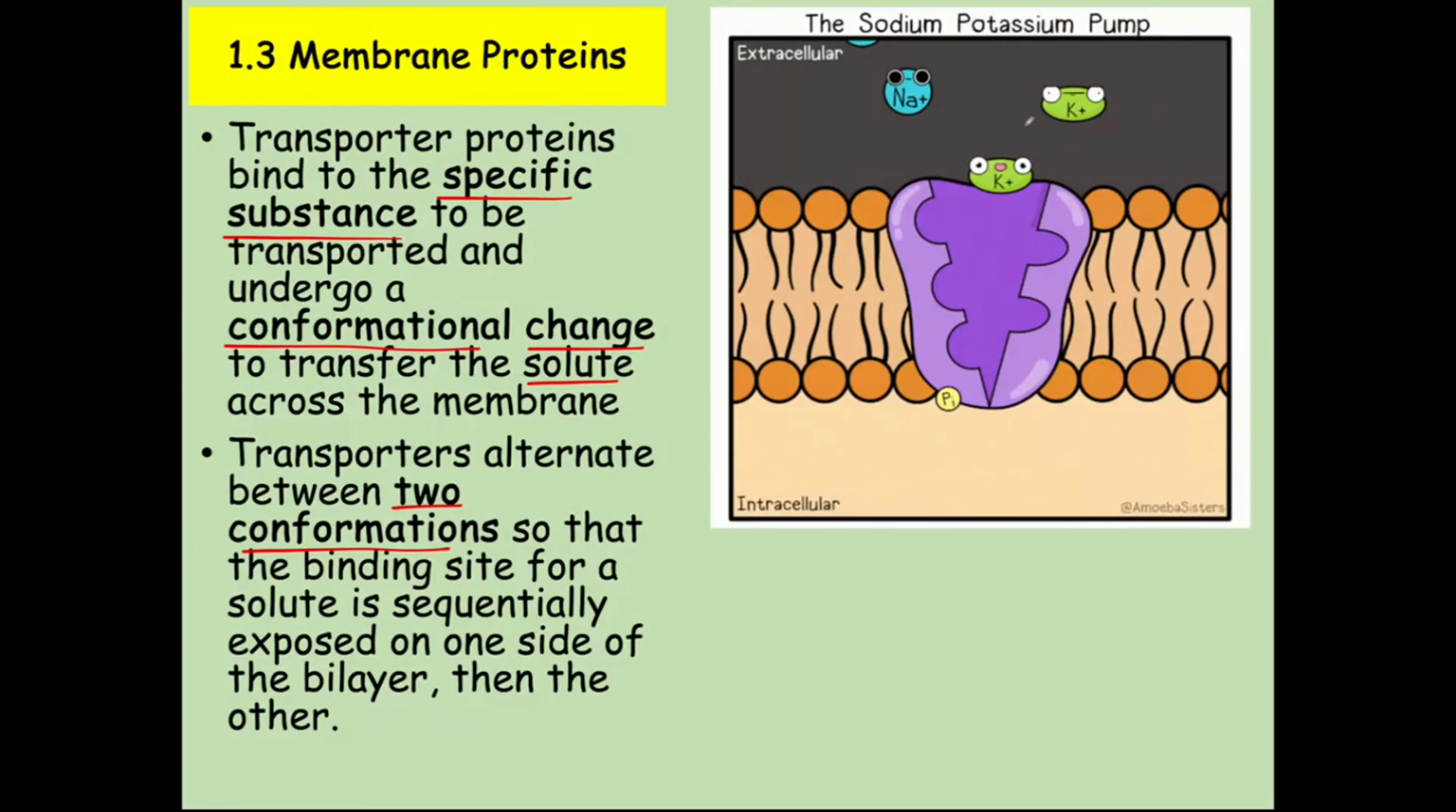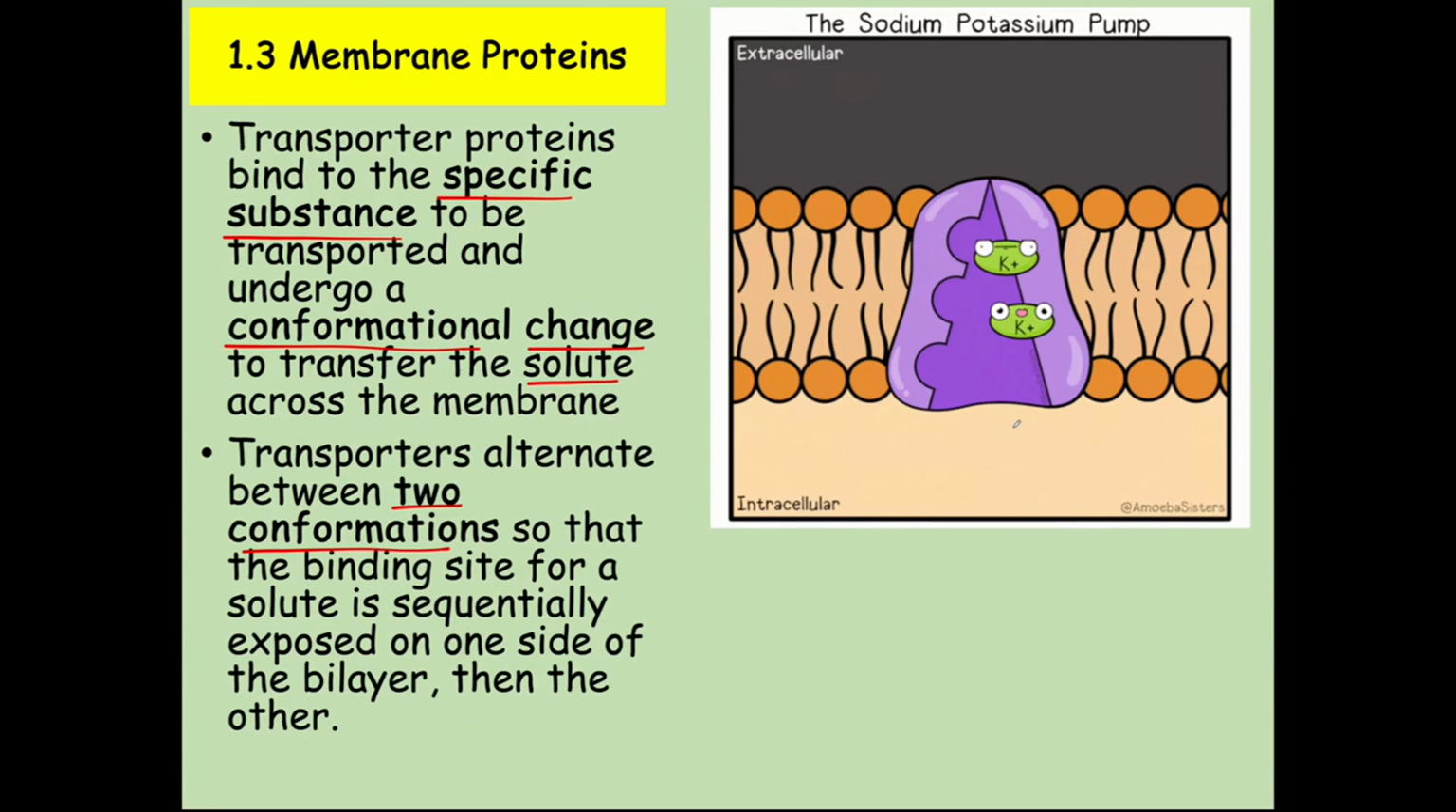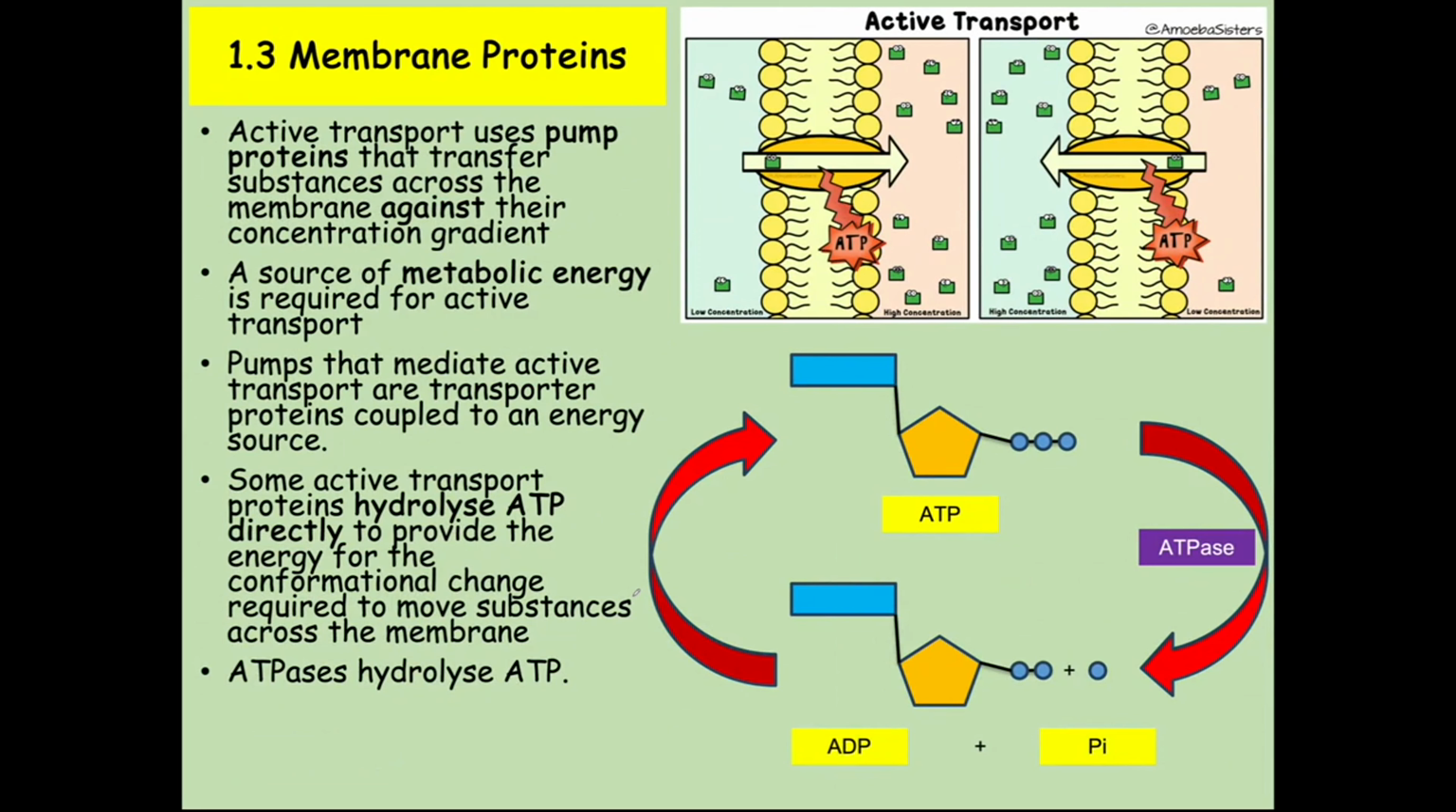When it's in one conformation, it will bind with one substance. And when it's in the opposite conformation, it will have a high affinity or bind to another one. Okay, so active transport. Active transport uses pump proteins.